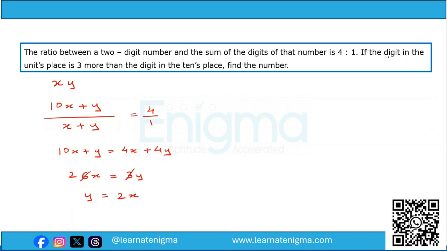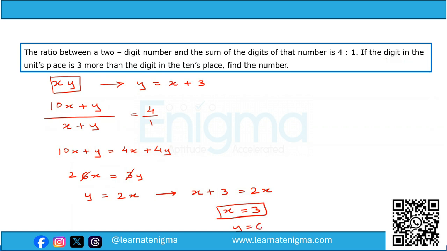Now it is given here digit in the units place. Now this is our assumed number. So digit in the units place is y, which is 3 more than the digit in the tens place. So that is y is equal to x plus 3. So if we substitute it over here, we get the equation as x plus 3 is equal to 2x. So therefore x is equal to 3 and y is equal to 6.